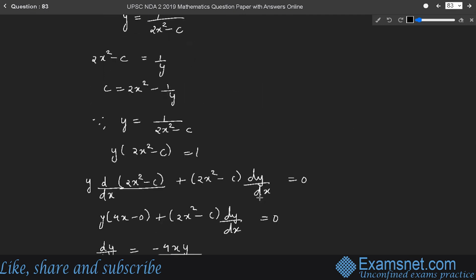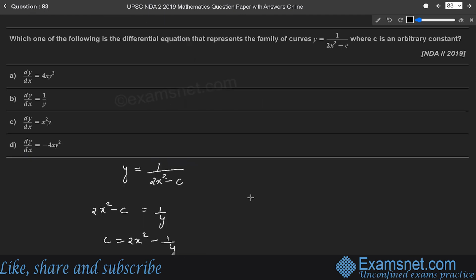Therefore, we can say that the correct option for this question is dy by dx is equal to minus 4xy square, which is option number D here.